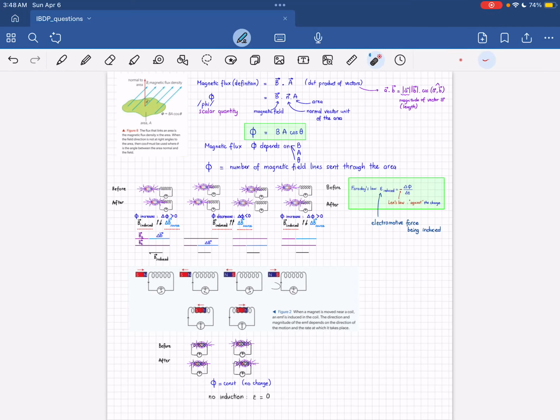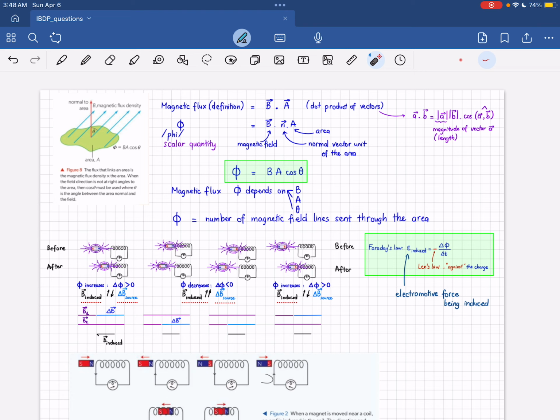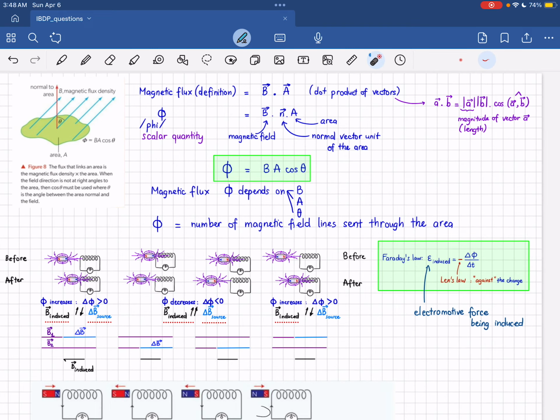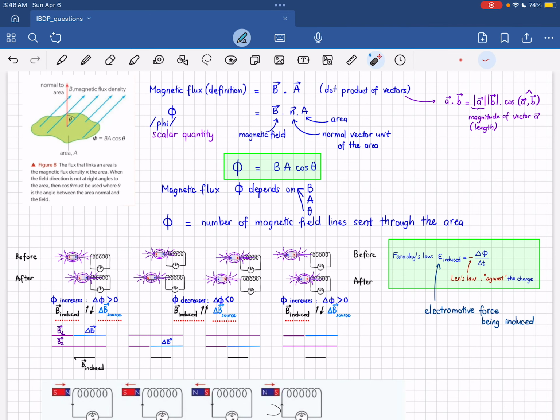Let's have a quick review about induction, and that's the topic D4 for the HL level, the high level in the IB physics. To begin with, we need to understand the concept of magnetic flux. So what is magnetic flux? Magnetic flux is defined as the number of magnetic field lines sent through the area.